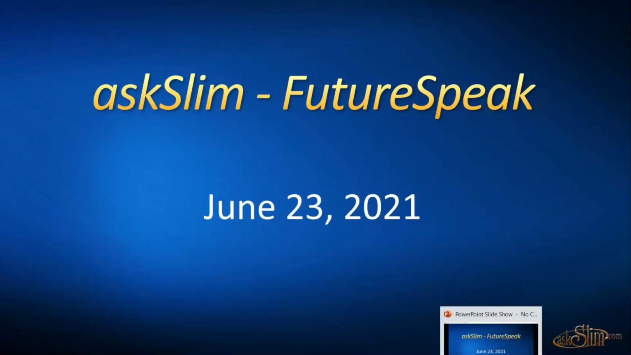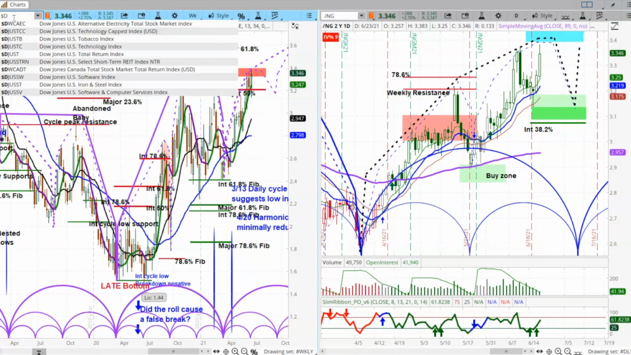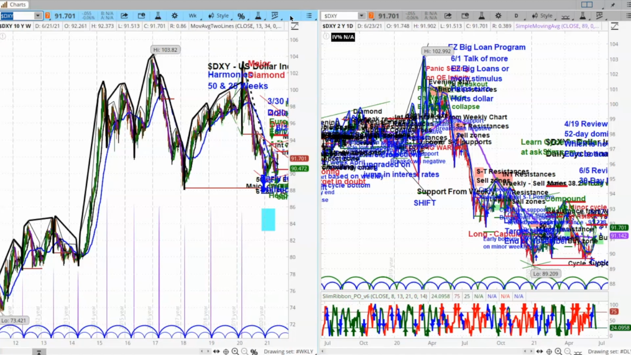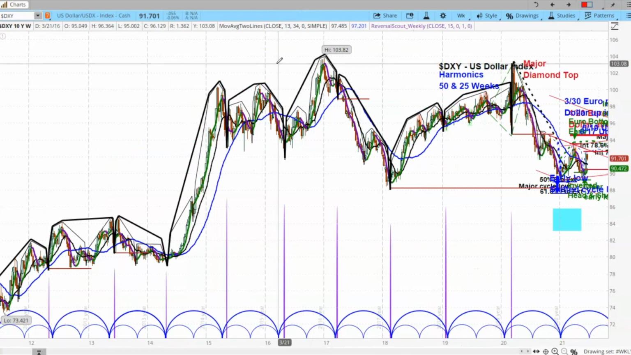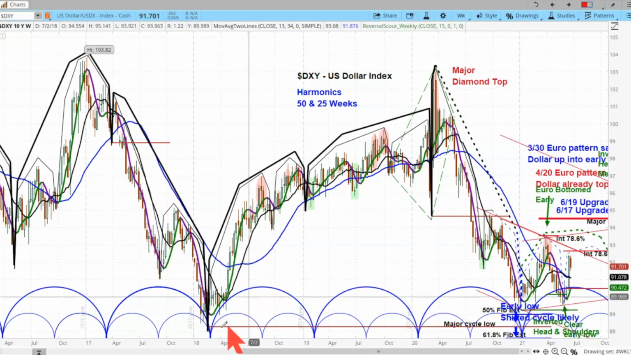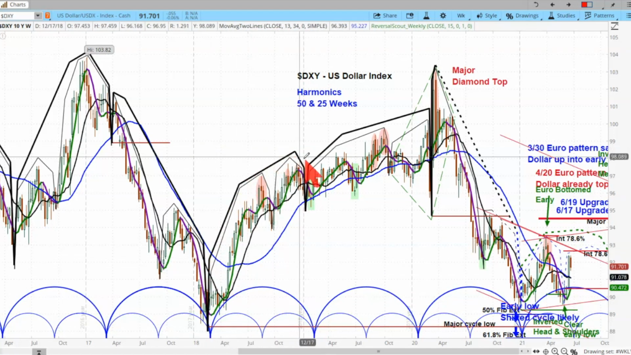So let's look as we jump into the dollar analysis. Dollar sign DXY is what we're going to look at here. And let's just blow this up so you can see those beautiful big harmonic families that we have right in there and how they line up. We have the ideal cycles on the bottom here and the actual cycles here.